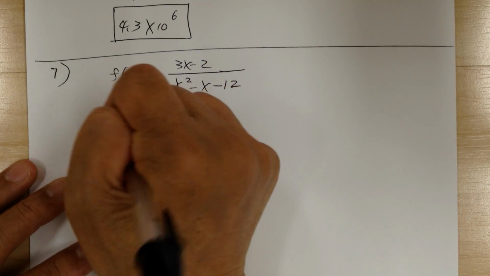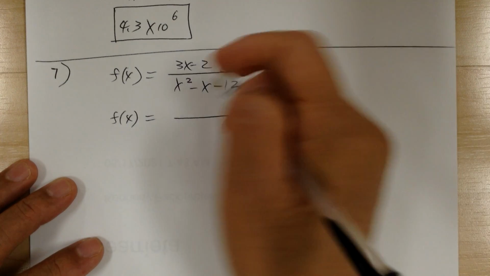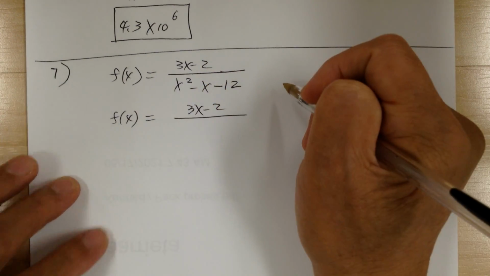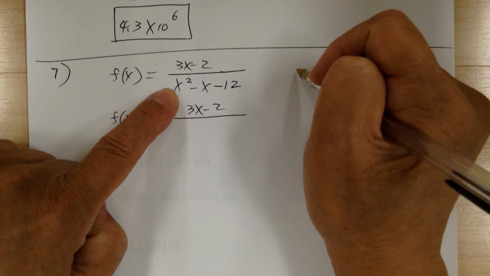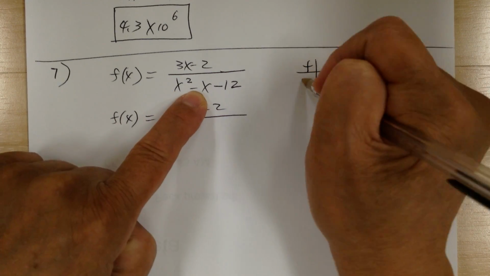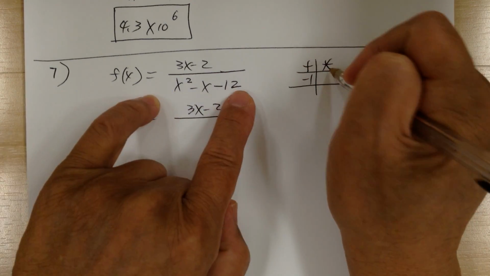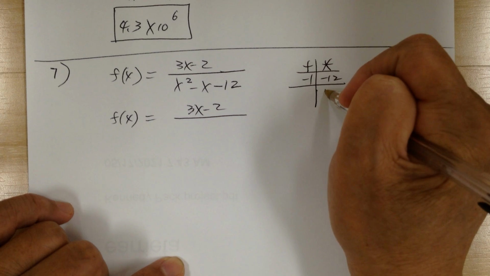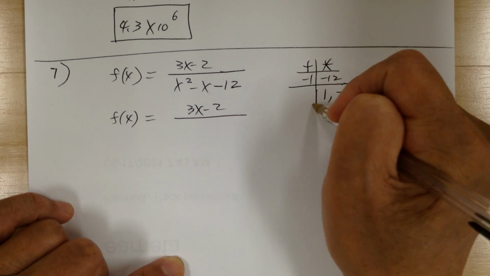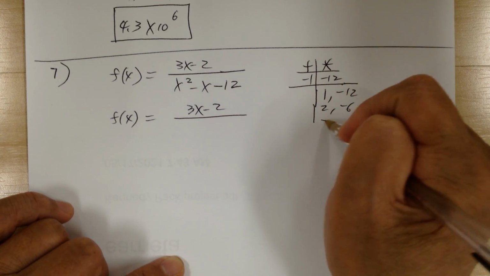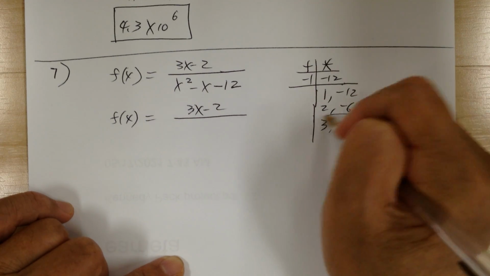Okay, so you got f of x is equal to 3x minus 2, and on the bottom, okay, you need to add to get negative 1, you need to multiply to get negative 12. So start with 1 comma negative 12, 2 comma negative 6, 3 comma negative 4, and that's the correct one.